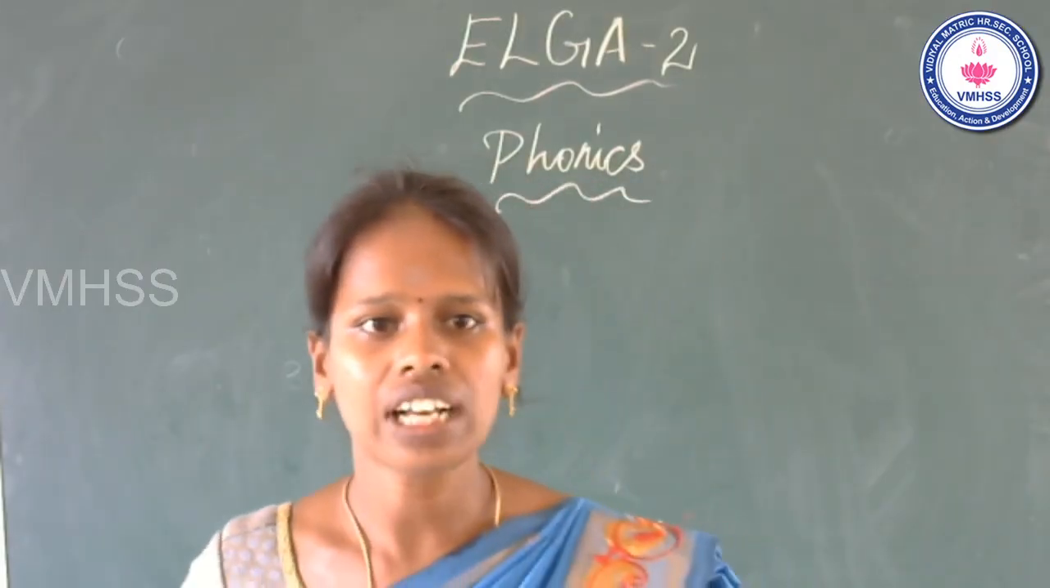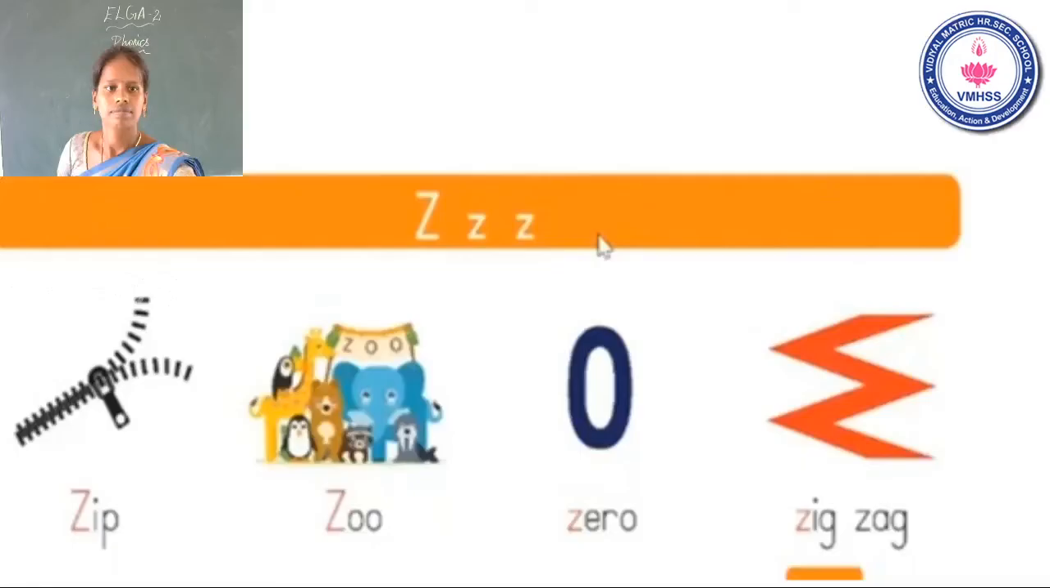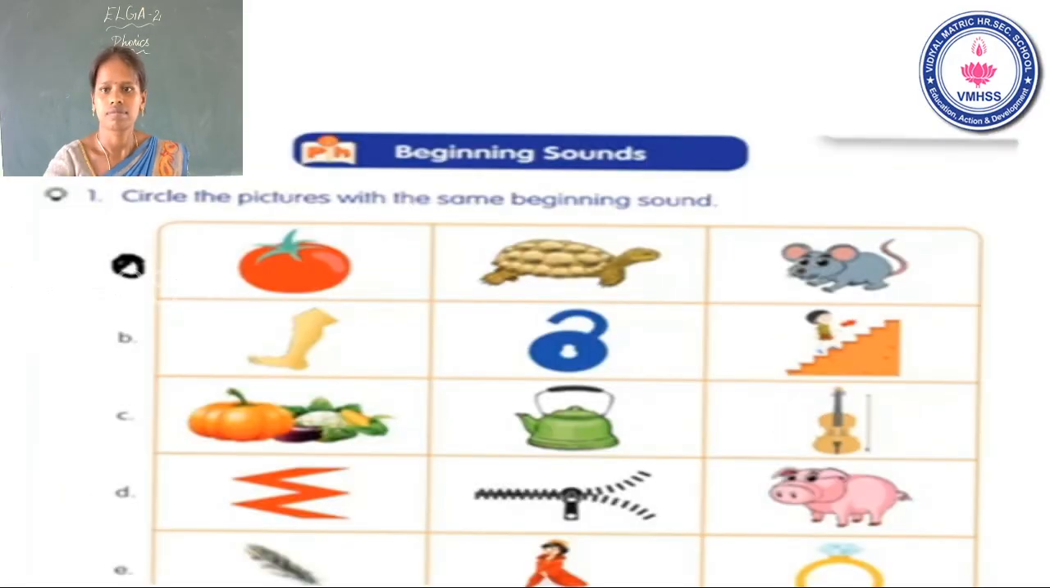Students, now we have an activity. Look at the slide. Yes. See the slide carefully, students. Beginning sound. Circle the pictures with the same beginning sound. Okay. You have to circle the pictures that have the same beginning sound. You will find it and next you will circle this. It's clear?